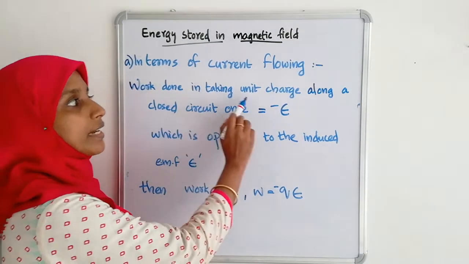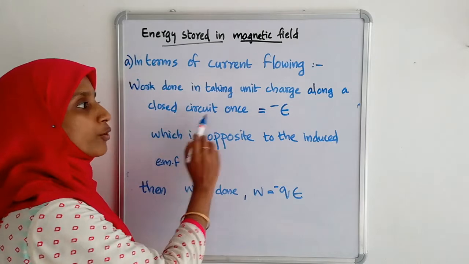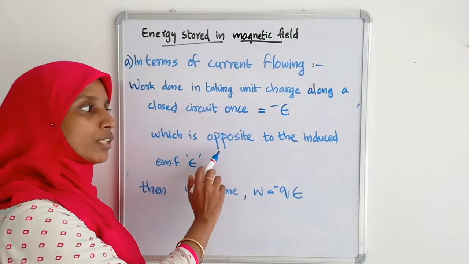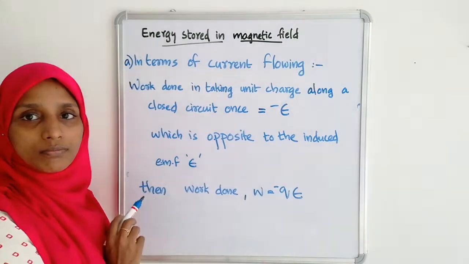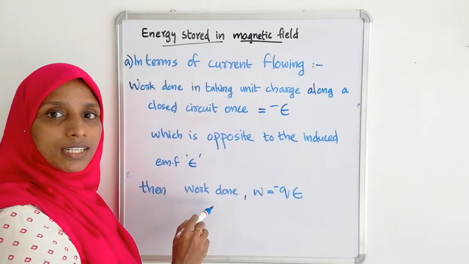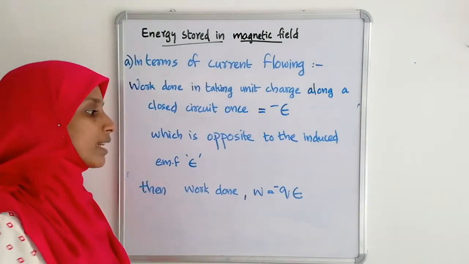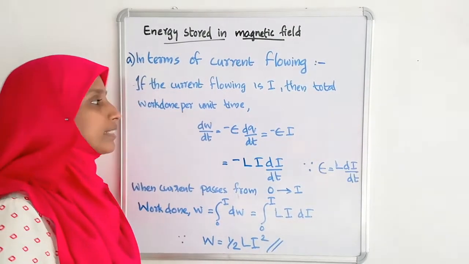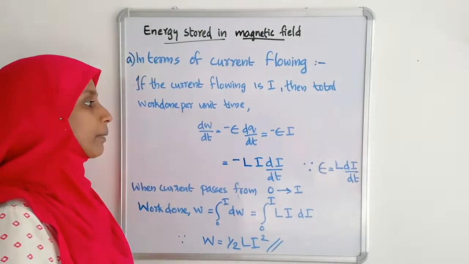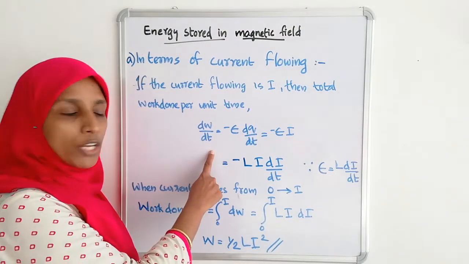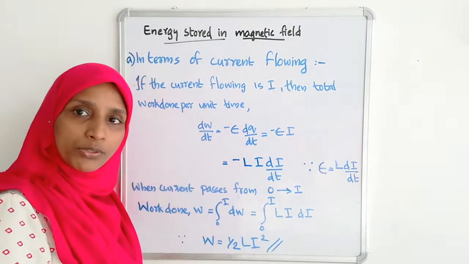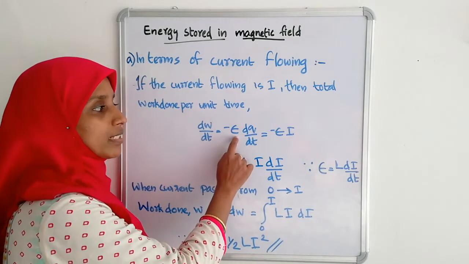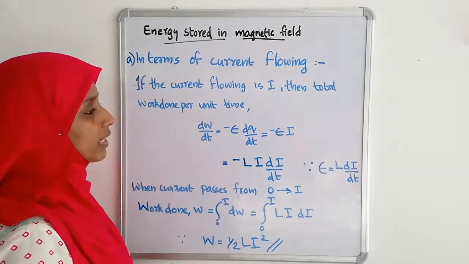Consider the work done in taking unit charge along a closed circuit once is equal to minus the induced EMF. That is, it is opposite to the induced EMF E. Then the work done can be written as W is equal to minus QE. If the current flowing is I, then the work done per unit time can be written as dW by dt, which is minus E dQ by dt, equal to minus E into I.